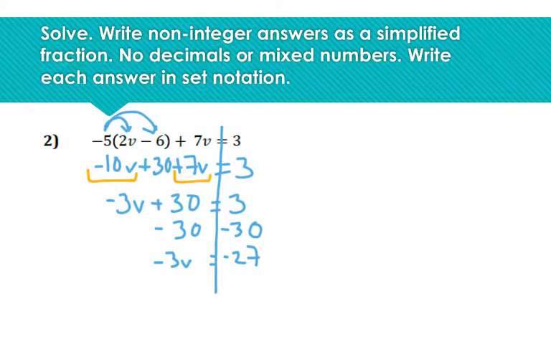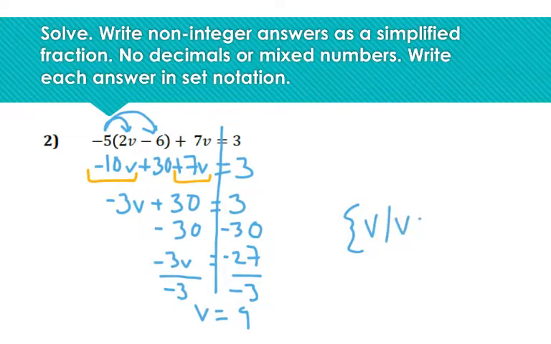Now -3v's is -3 times v, and so we're going to divide by -3, doing the opposite of multiplying by it. So divide by -3 on both sides of the equation, and we get v is equal to 9. So in set notation, we write this as the set v such that v equals 9.